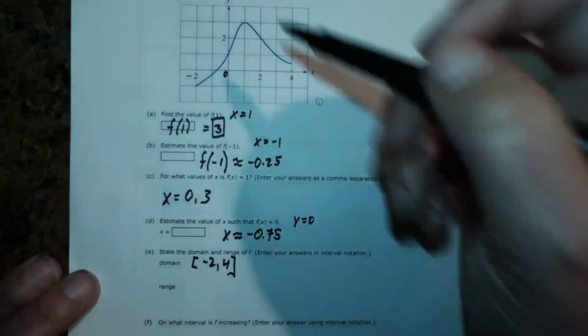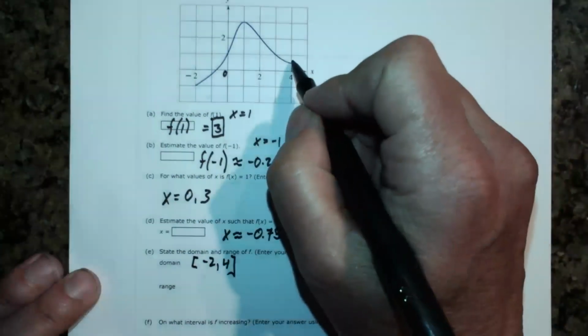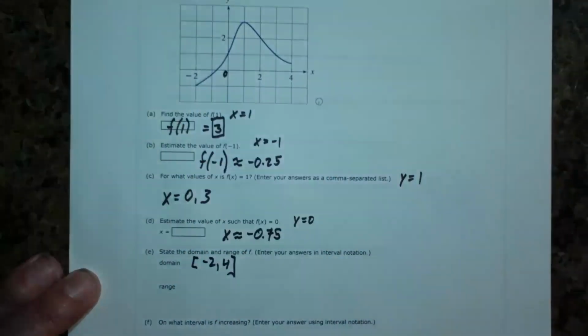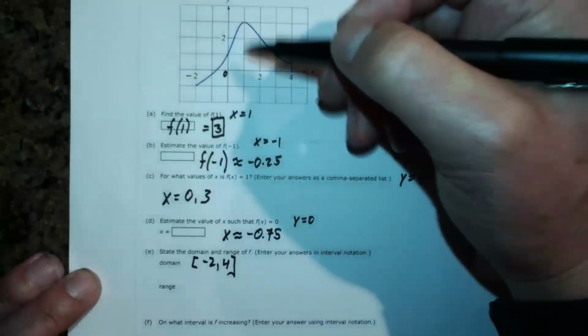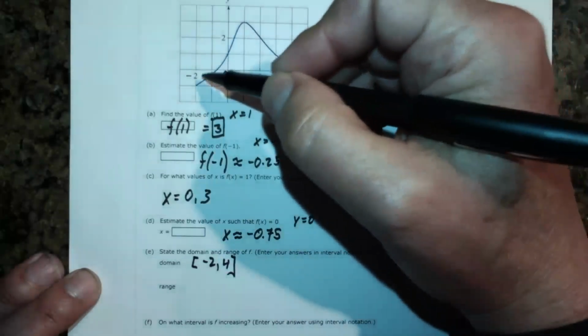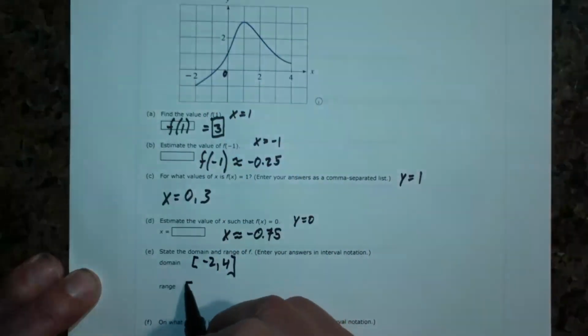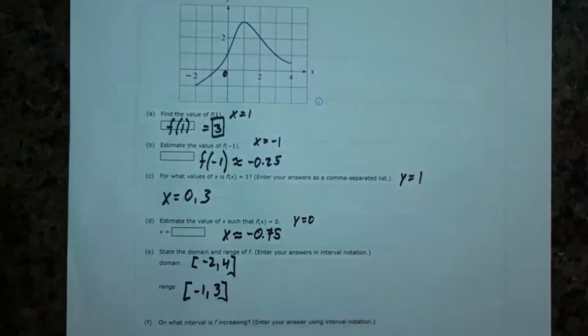The range are the y values. Now, had we had real big open circles somewhere around here, then we would not include the endpoints. We would use parentheses. But because they don't indicate one way or the other, we're going to assume that we are including the endpoints. So now we're going up and down. And we're going to start down here at negative 1, and we're going to go all the way up to 3. Again, these are the valid y values.